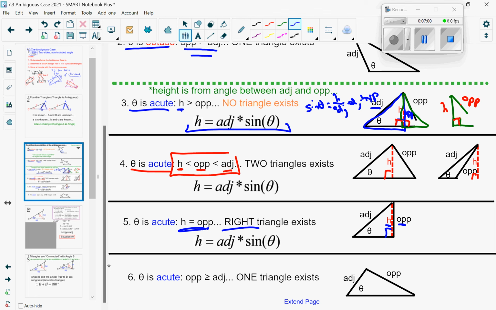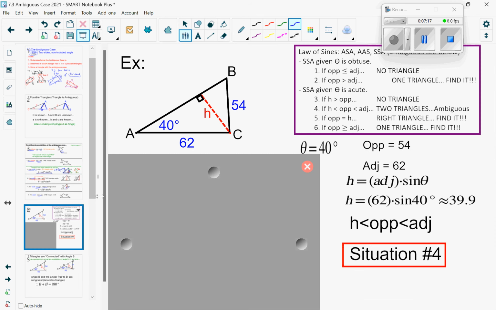And then last but not least, if my opposite is bigger than my adjacent, therefore this has to be one triangle that exists. So let's look at some examples. Here, this is obviously my theta. 54 is going to be my opposite, and 62 is going to be my adjacent. So I can already tell that 40 is obviously an acute angle, so I don't have to worry about either of my first two situations.